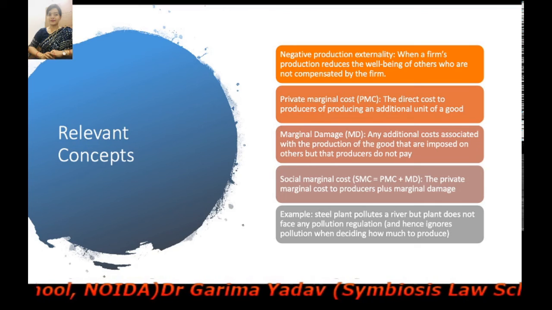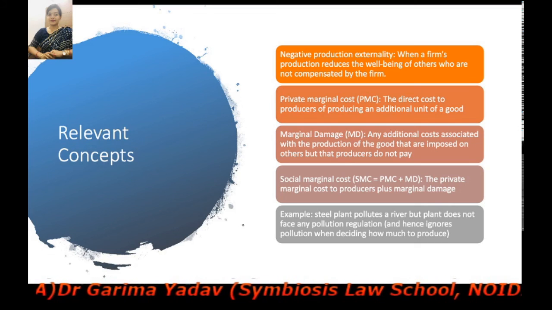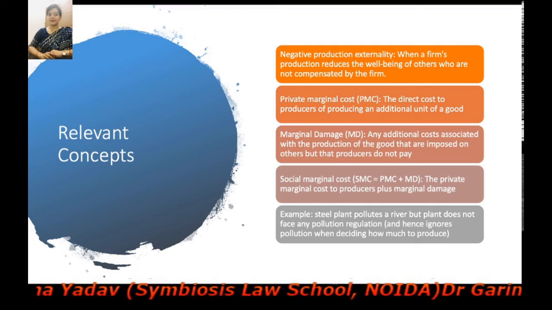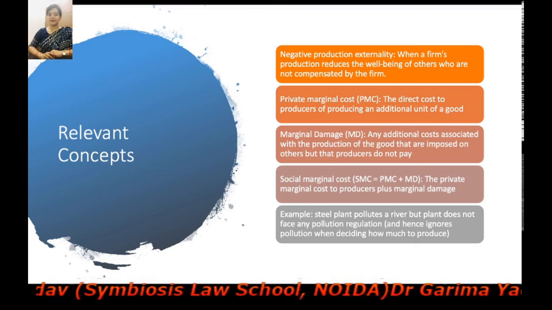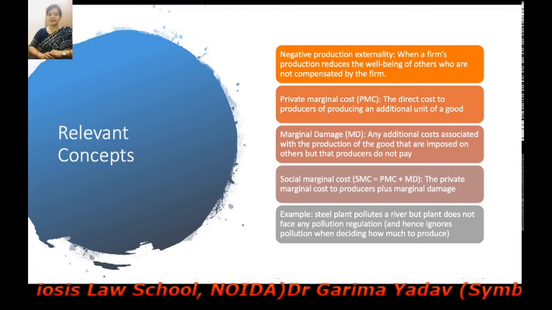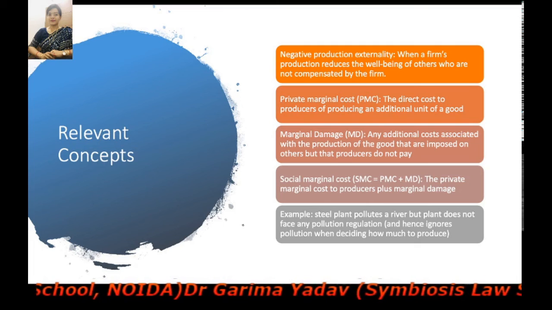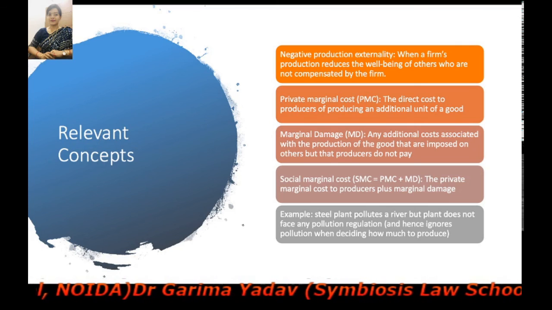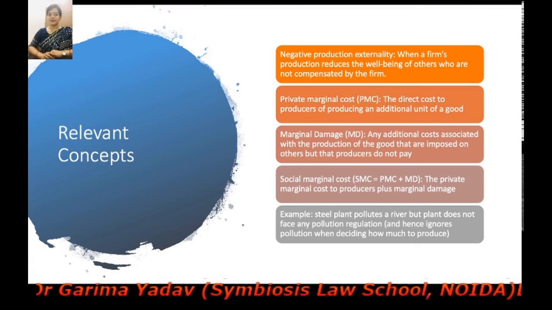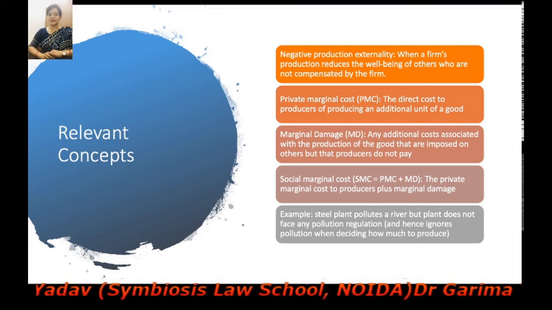What will be the marginal damage? Any additional cost associated with the production of the good that is imposed on others but the producer does not pay. So of course, with one more ton of steel being produced, there will be certain polluting elements released into the river, and that will be the marginal damage. And when we are talking about the social marginal cost, we have to take into consideration the private marginal cost, that is how much the producers have to pay, and the marginal damage for which the producers are not paying but somebody else is going to pay.